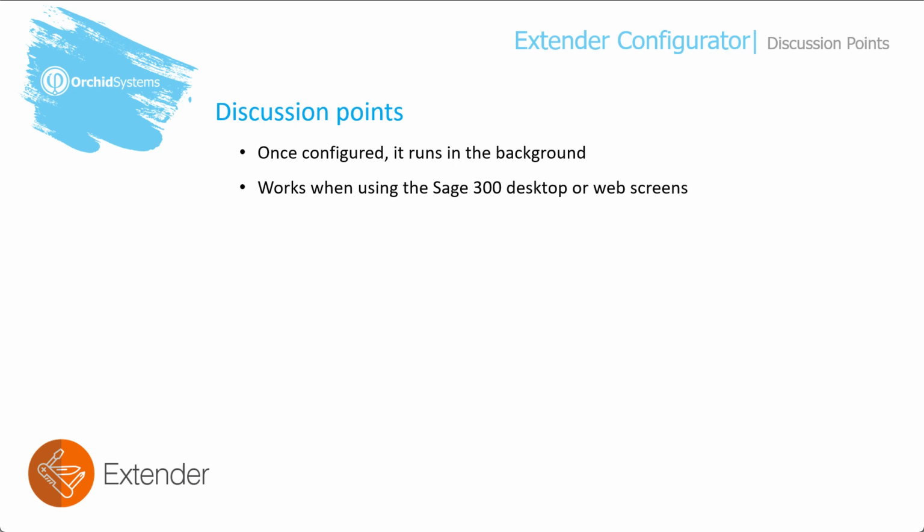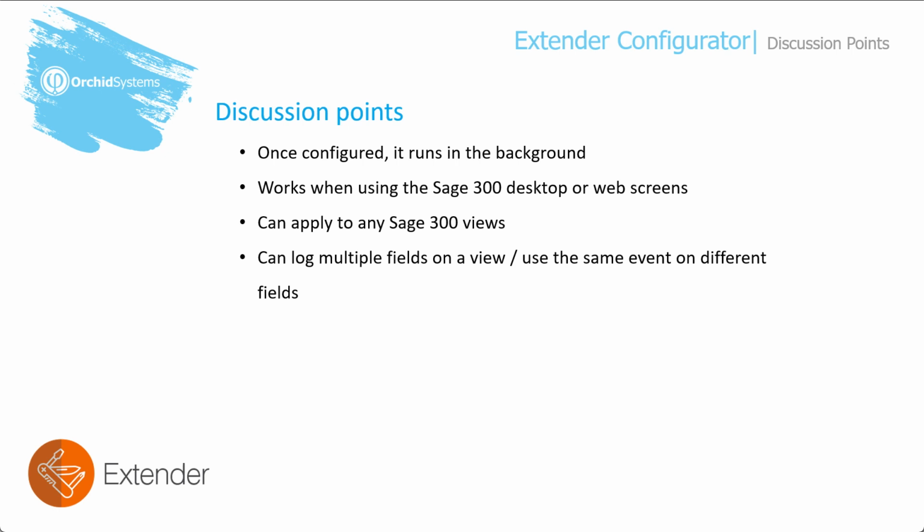So with the Extender Configurator, you can log, send emails, create notes, trigger some processes when a field changes in Sage 300. Once it's configured, it runs in the background. It works when using the Sage 300 desktop or the web screens. It's an important point to highlight in a demonstration. It can apply to any Sage 300 view. You can log multiple fields on a single view, like the on hold and the AR customer.